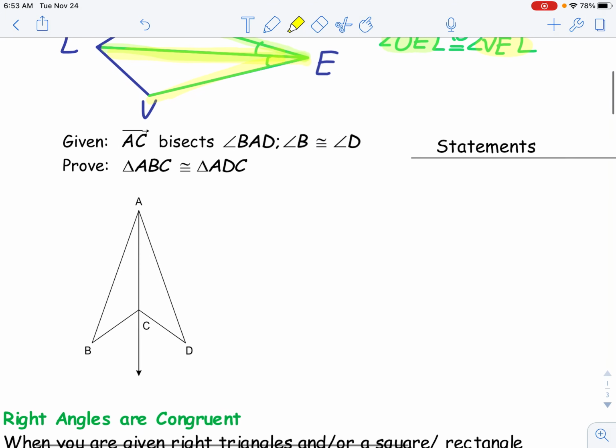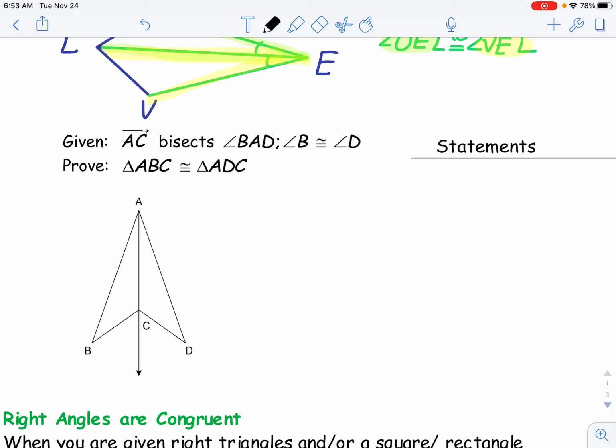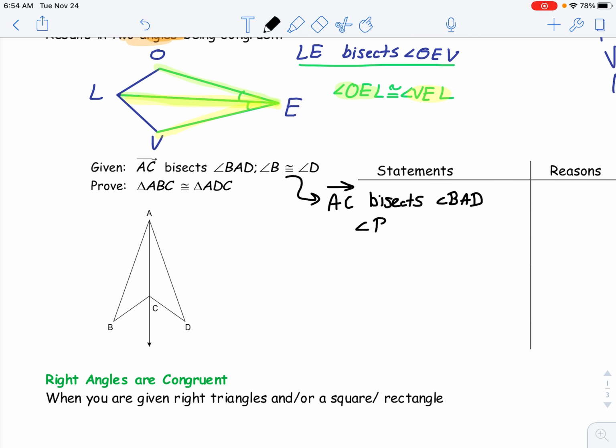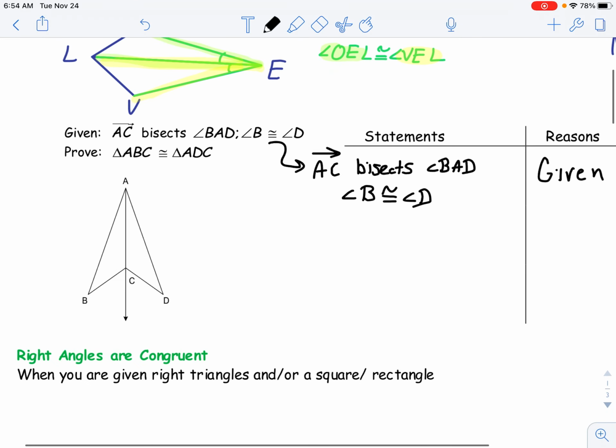All right, so we got this quirky picture right here. Look at this. AC bisects angle BAD. Angle B is congruent to angle D. So let's just dive in. All right, before I even draw my picture, I just feel like writing out my given information. Awkward silence right now. Okay, and then I'll easily write, angle B and angle D are congruent.